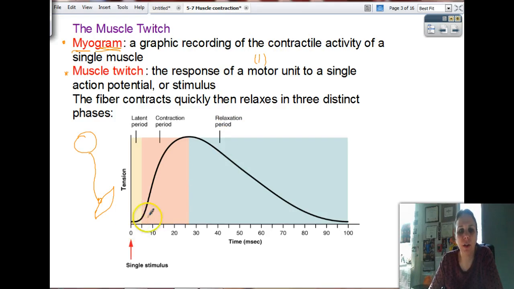And it always looks like this. There's this period of just kind of flatness going on there. They call that the latent period. We'll get into each of these phases in a minute. Then where it starts to go up, and we're measuring the tension.